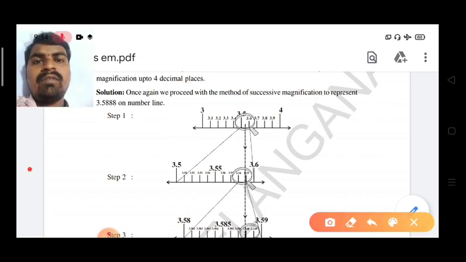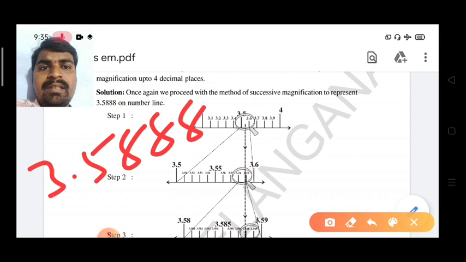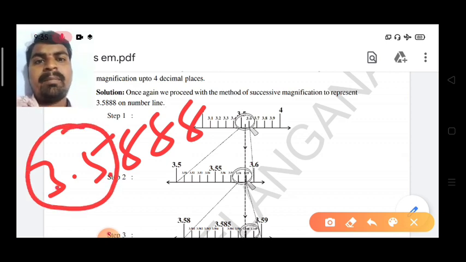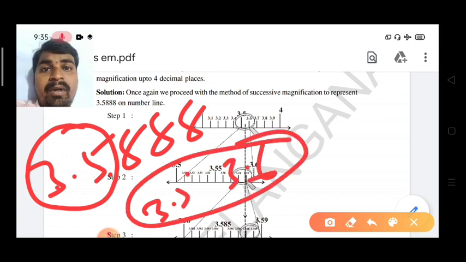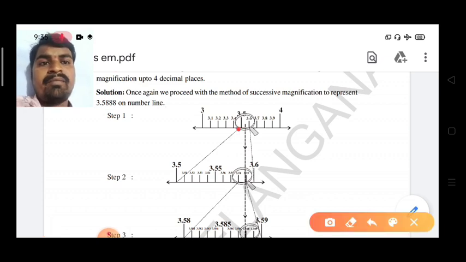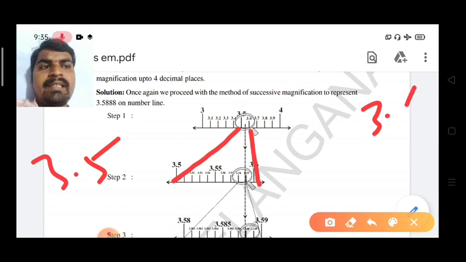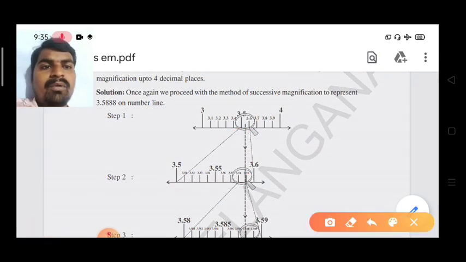Next, in that problem 3.5888 is there. Now the second step. But how to select the numbers from the first step is very important. You observe the tenths place. In the tenths place 5 is there. So 3.5 is there. So you have to select 3.5 and 3.6. Here you observe 3.5 and 3.6. After that you should write the numbers between them. Here 3.5 is there, 3.6 is there. So between, you have to write 3.51, 3.52, 3.53. Like that you have to write up to 3.59.